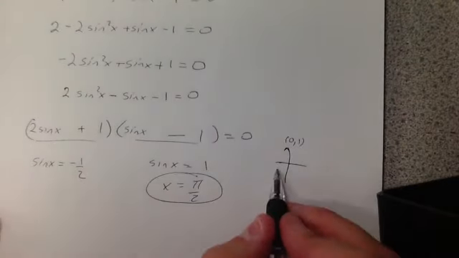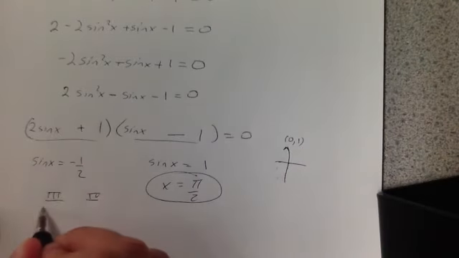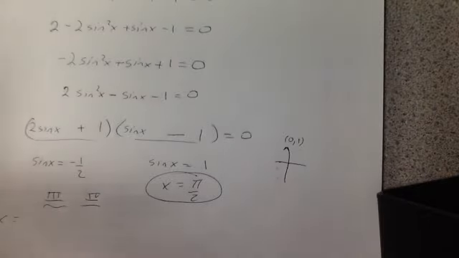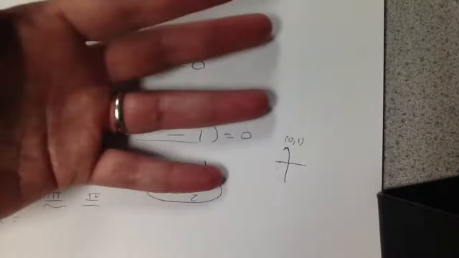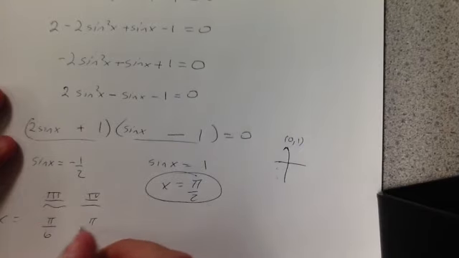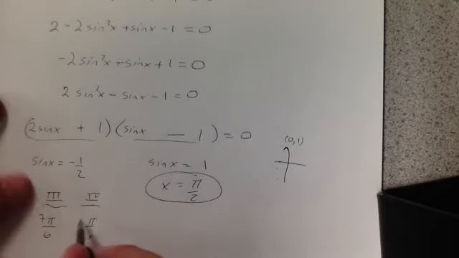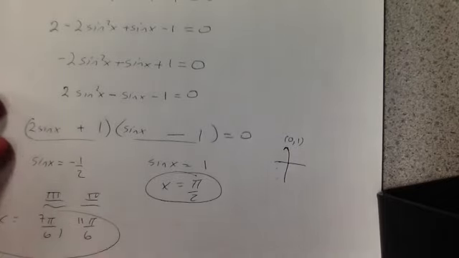Over here, sine is negative. Well, where's sine negative? That's where it's below the x-axis. So we're in quadrants 3 and 4. And where is it negative? Well, if I use my hand trick, I want one finger on the bottom. That's pi over 6. In quadrant 3, that's 7 pi over 6. In quadrant 4, 11 pi over 6. And there are our answers there.